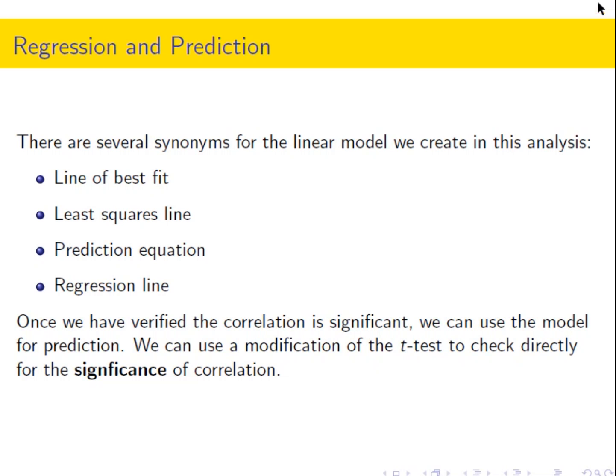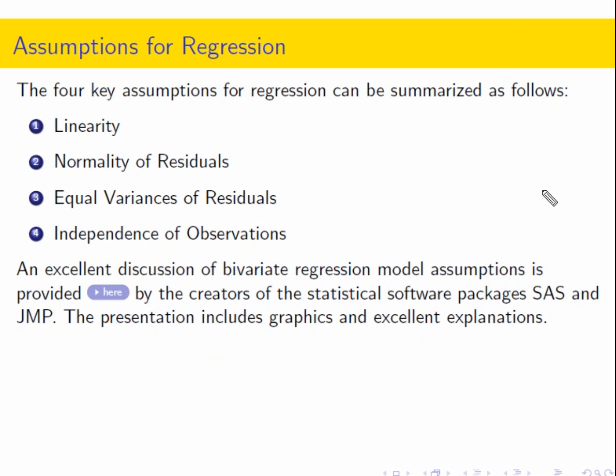So how do you know that the relationship is significant? Well, you don't have to guess. We actually have a way to modify the t-test, and we can check the significance of correlation directly. Like any statistical test, we have some assumptions for regression, and we have to make sure that the data actually meet the assumptions before we trust the results that pop out. The computer will spit out results. The calculator will spit out results. We have to make sure that there's some reason to trust those results.